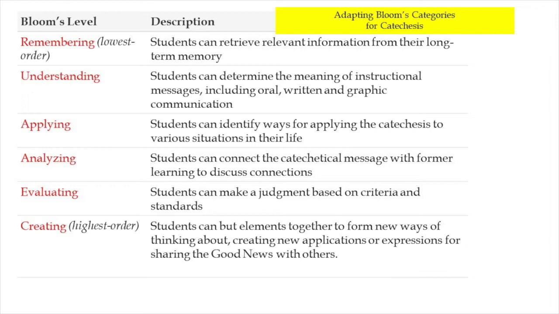Evaluating, students can make a judgment based on criteria and standards. For example, Catholic, moral, and ethical principles. Creating, students can put elements together to form new ways of thinking about, creating new applications or expressions for sharing the good news with others.